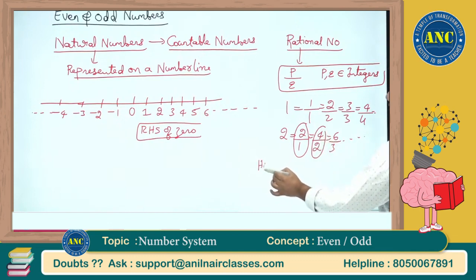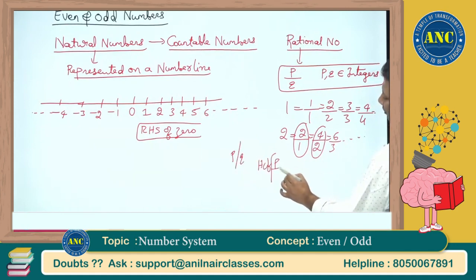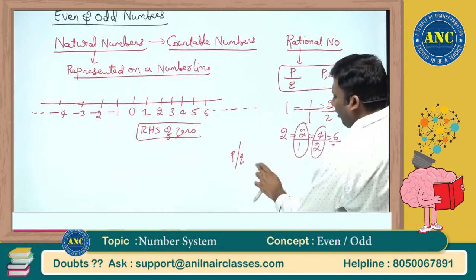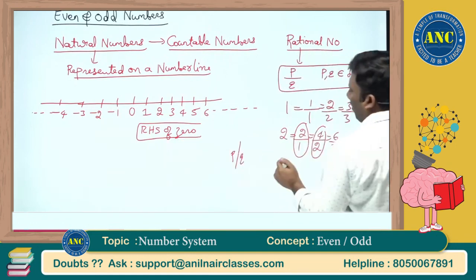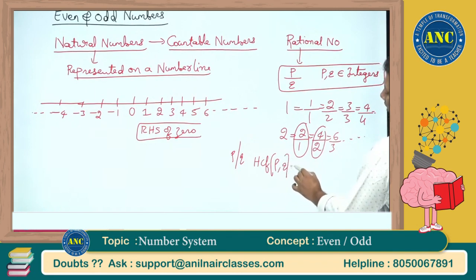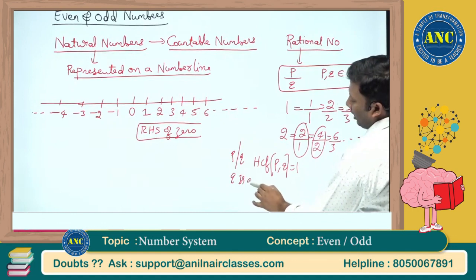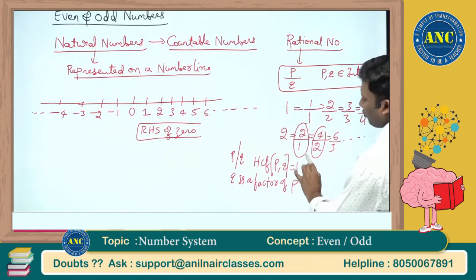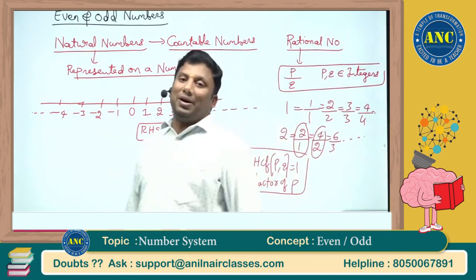If I take a rational number as p by q, and the HCF of p comma q is q, meaning q is a factor of p, then the number becomes a natural number. This is the mathematical definition from a rational number point of view.